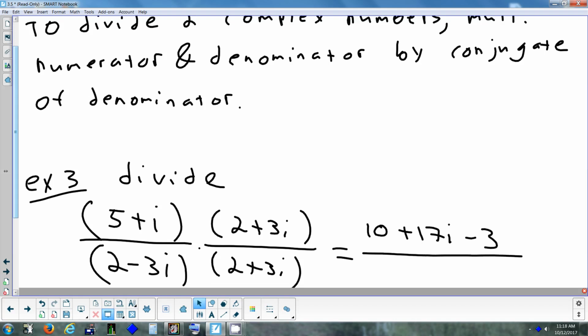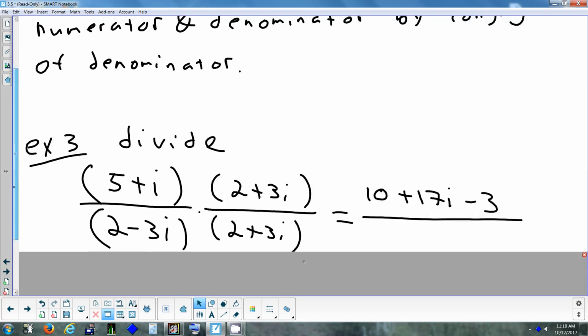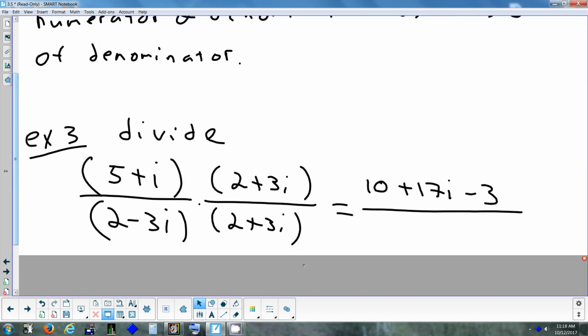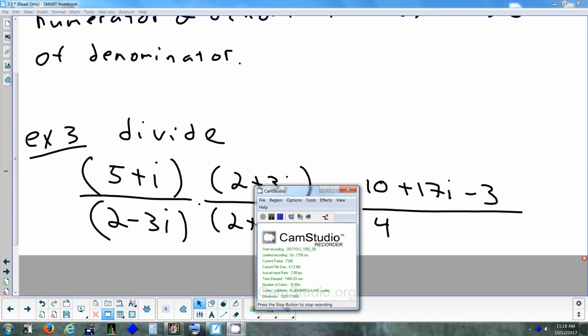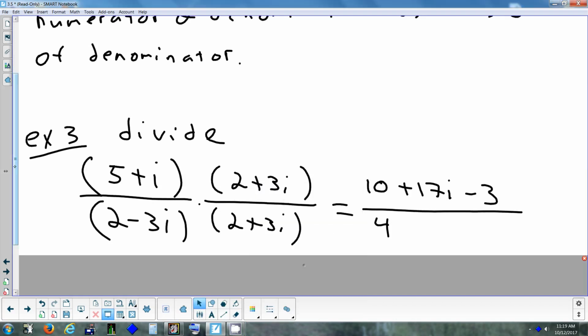So we'll finish up the top in a second. Let's look at what happens in the bottom. So we've got 2 times 2, which gives me 4. Now, if I do the outer and the inner, watch what happens. All right, so we did 2 times 2, we got 4. What's 2 times 3i?